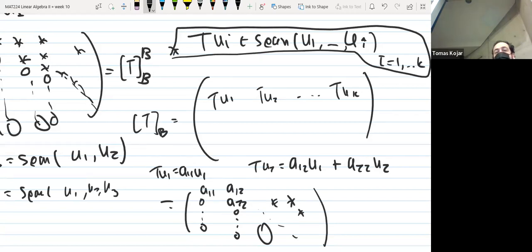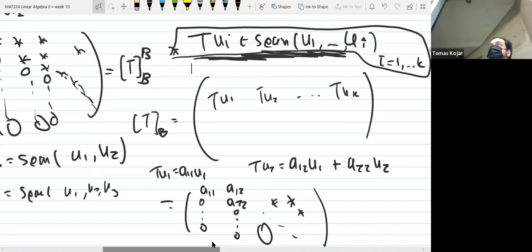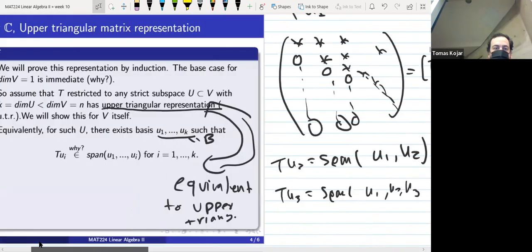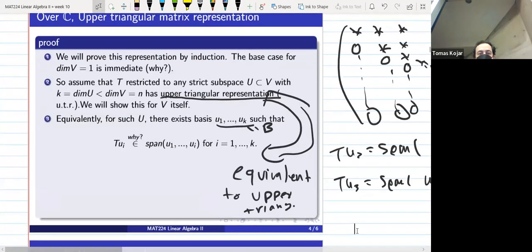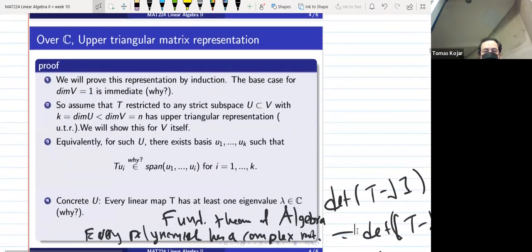So in other words, when somebody asks you to prove upper triangular, instead of doing this crazy stuff with matrices, just prove this condition: that TU_i is in the span of U_1 to U_i. So they're equivalent. This is the equivalent condition.